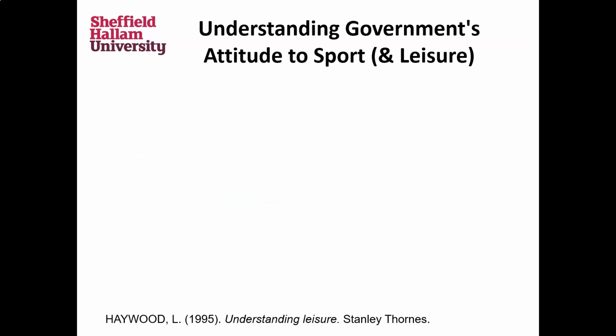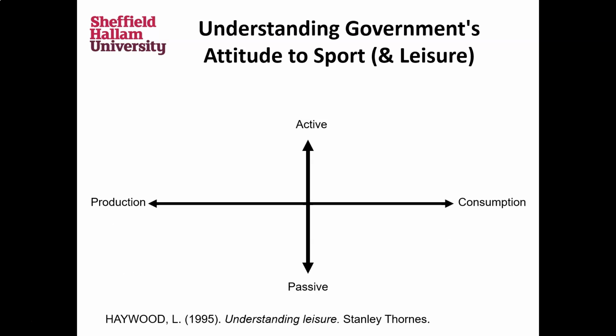So if we look at this diagram, which is taken from a book from 1995, Understanding Leisure by Les Haywood, this shows us that if we think about sport as being an activity as being either active or passive, so active involvement in sport could involve doing sport, participating in sport as a participant or as a volunteer, and passive consumption of sport could involve watching sport and gambling in sport. So we know that increasingly people watch sport online and gamble on mobile devices. Okay, so this is about active production of sport, and passive consumption of sport.